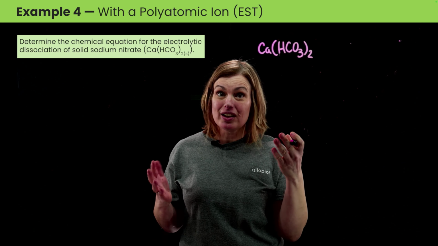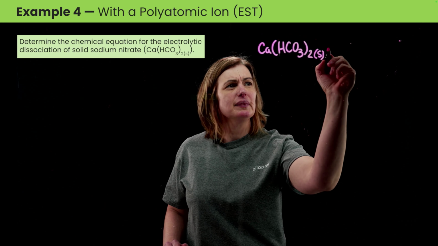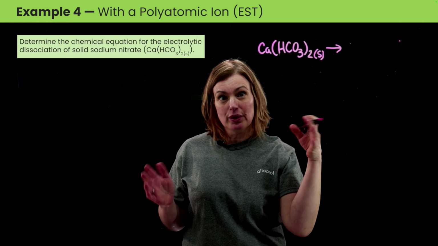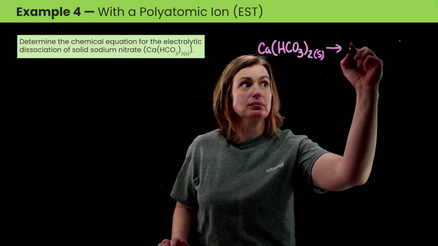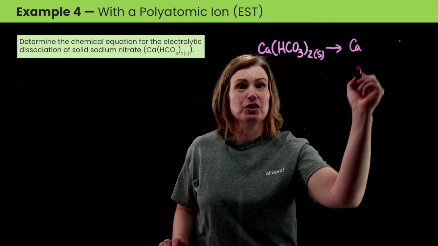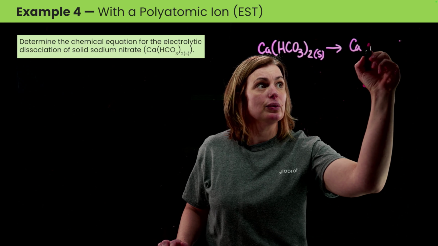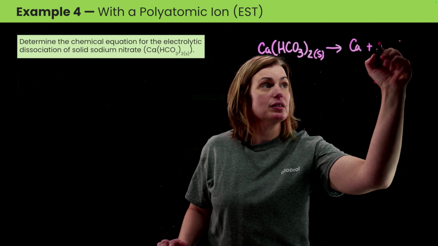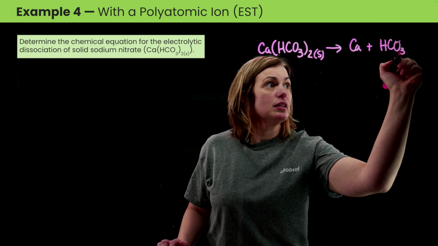And it's in a solid phase, so I'm going to make sure that that is also written in. Now, I've got to put in the arrow, and then to the right of the arrow, I'm going to write my cation and my anion. Calcium is pretty straightforward, but we've got a polyatomic ion right here, which is our bicarbonate. So I've got to make sure that that is in also.